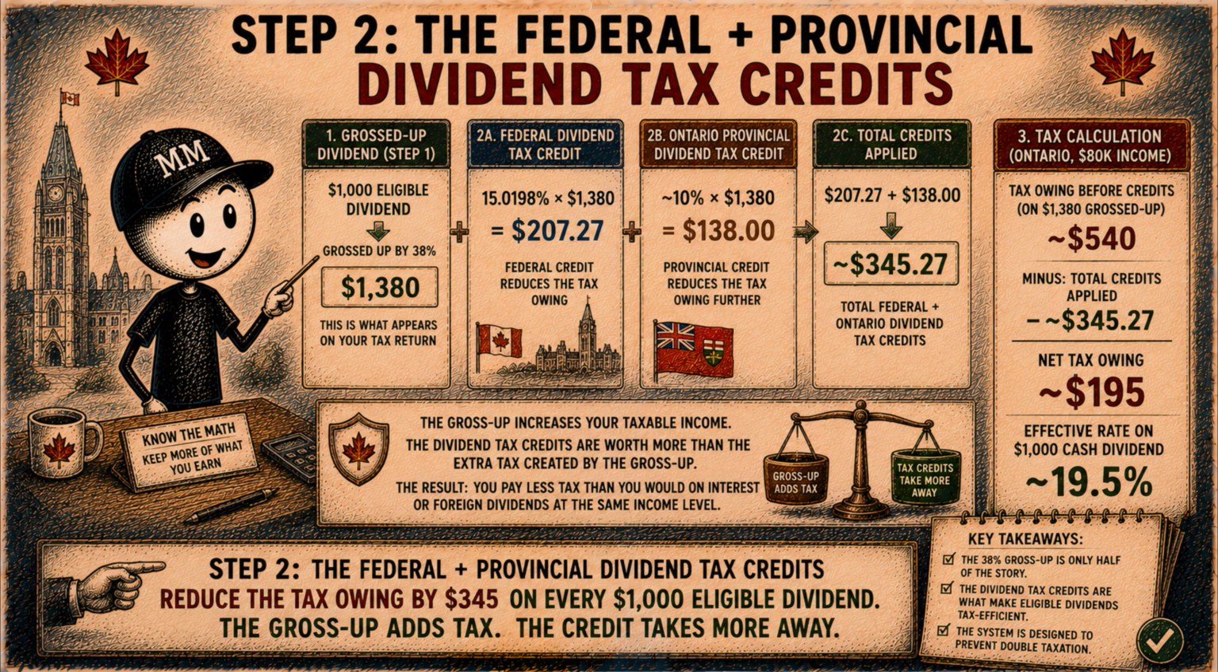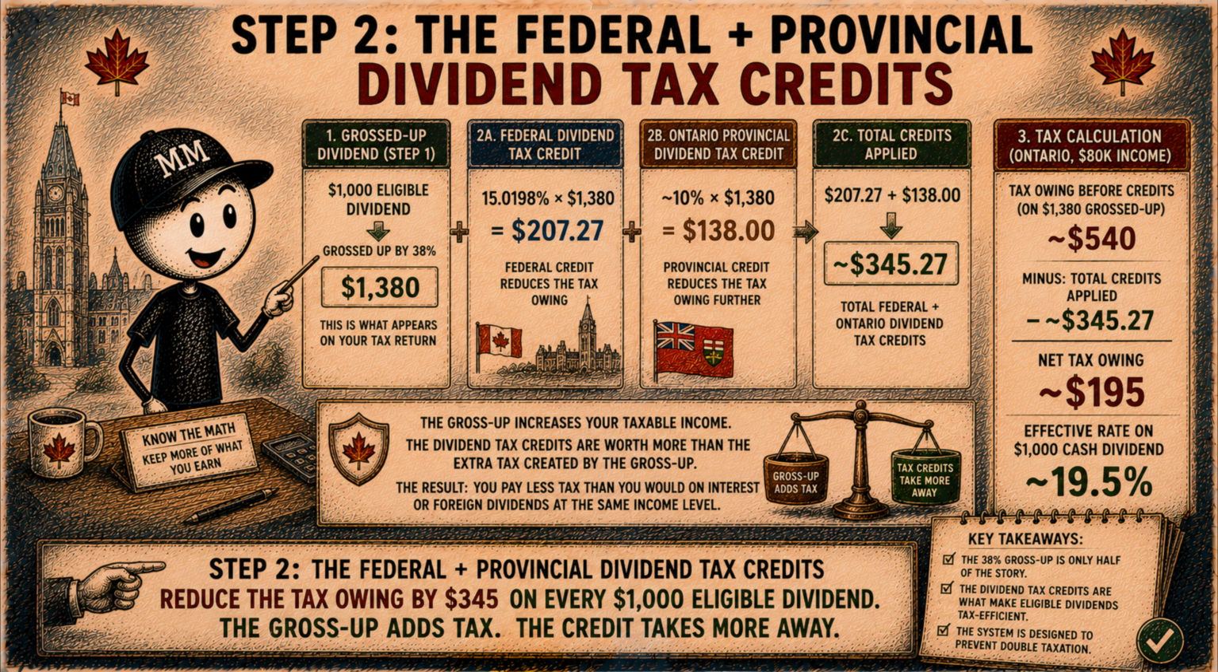$207.27. In addition, Ontario applies a provincial dividend tax credit of approximately 10% of the grossed-up amount for eligible dividends. Provincial dividend tax credit: $1,380 times 10% equals $138. Total dividend tax credits applied: approximately $345.27 against the tax owing on $1,380 of grossed-up income.